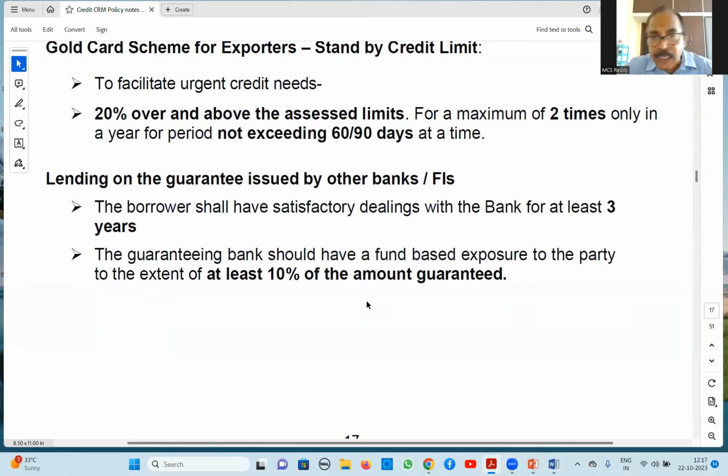That means the bank has issued a guarantee for 100 crores. So we may finance against that guarantee for 100 crores, no issue. But the condition is, if a 100 crore guarantee is given to that other bank, the party's fund-based facilities should be at least 10 crore, 10% of the amount guaranteed. He should have fund-based limits with that bank. Then only we will consider. Simply he cannot transfer everything.